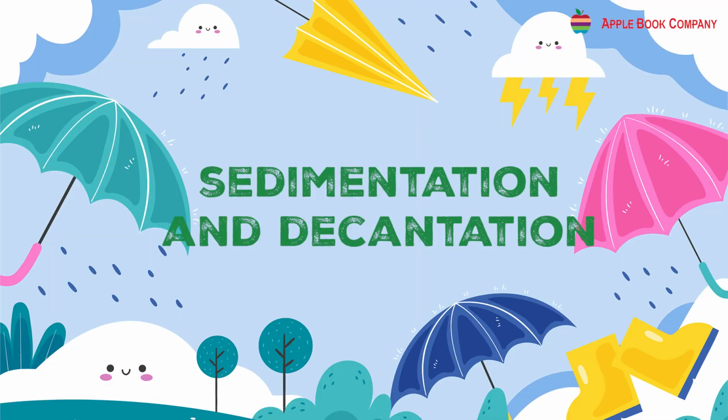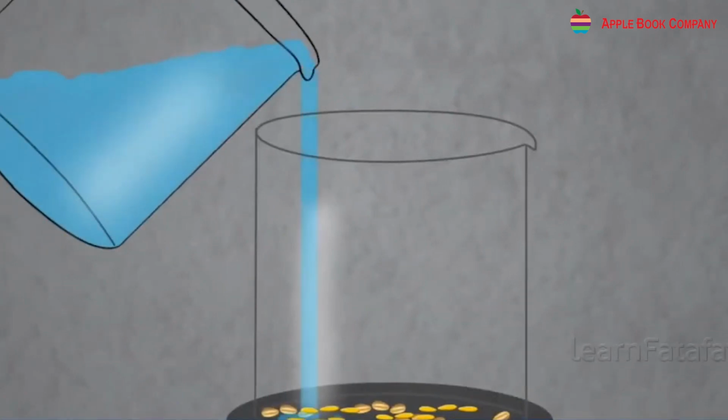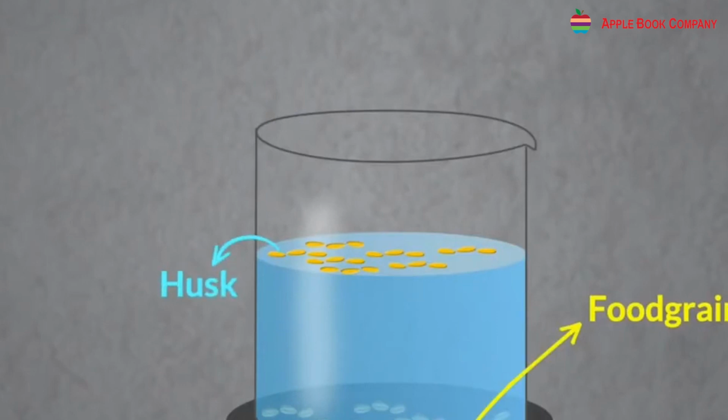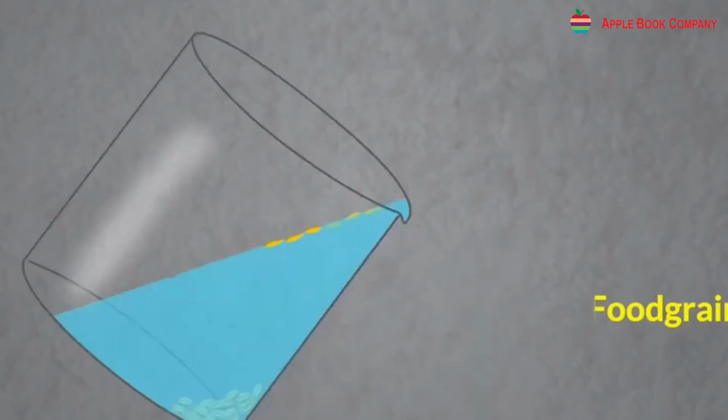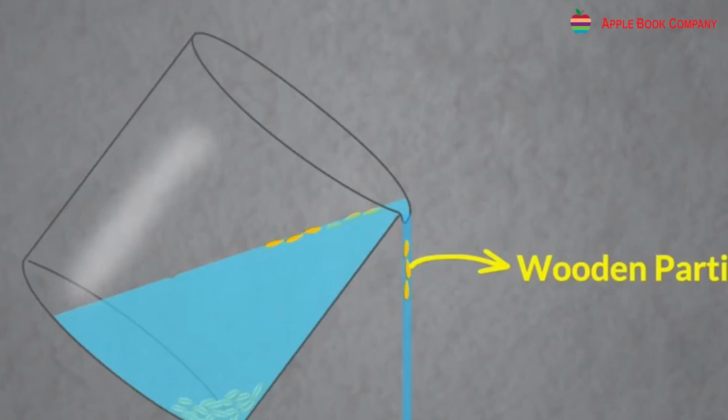Sedimentation and decantation. Water having insoluble impurities is purified by sedimentation and decantation. First, water is allowed to stand undisturbed for some time. The insoluble impurities like sand, mud, etc. settle at the bottom of the container. This process is called sedimentation. The clear water is poured gently into another container without disturbing the settled impurities. This process is called decantation. This decanted water may also contain many impurities and germs.